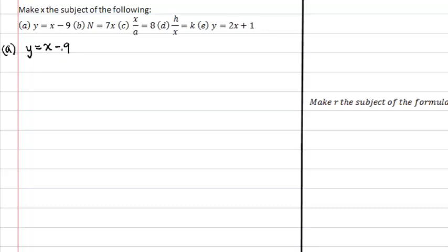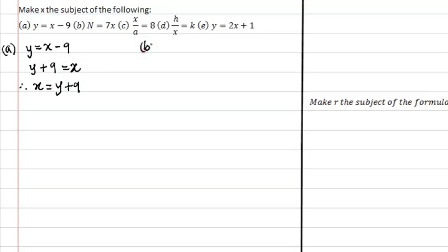To make this X the subject, we are going to move this minus 9 away from here, take it to the other side, then it will be Y plus 9. Remember, the sign will change since it moved from negative to positive, equal to X. So we have already made X the subject of the formula, that is X now is equal to Y plus 9. Very simple.